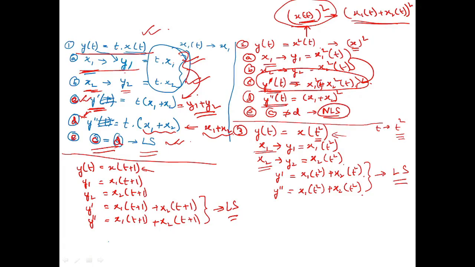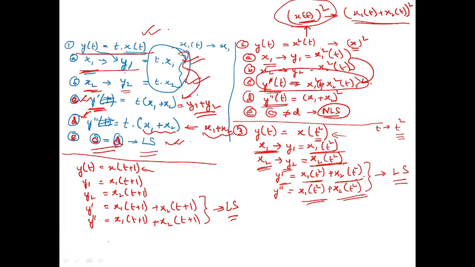Similarly, if you get into y(t) equals x(t square), this is very interesting to see. For x1 we get x1(t square), for y2 it is x2(t square). Okay, so y dash is x1(t square) plus x2(t square). Y double dash also is x1(t square) plus x2(t square).